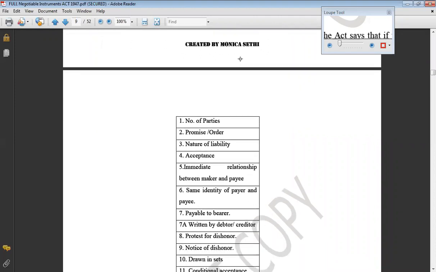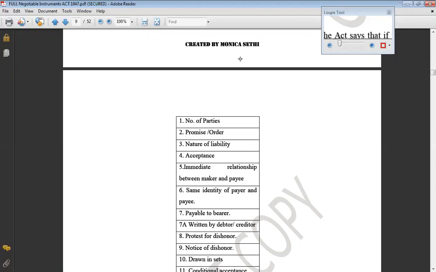Number of parties, as we have seen yesterday. In case of bills of exchange, we have initially three parties: drawer, drawee, and payee. But in case of promissory note, the number of parties is two: maker and the payee. Then nature of payment. The promissory note is an unconditional promise, whereas the bill of exchange is an unconditional order.